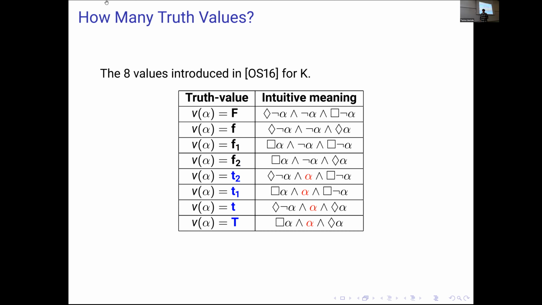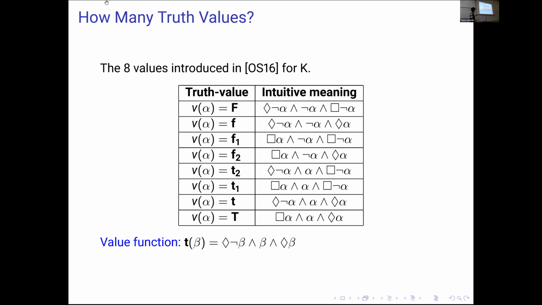We can do that also for the diamond. So those are the 4 values in which diamond alpha is the case. So we have 4 values like this. And also 4 values where diamond not alpha is the case. And we do the same for the box, where alpha is necessarily the case and where alpha is impossible, so box not alpha. So in a nutshell, you have a value, and for this particular value, beta is the case, but also diamond beta is the case, and diamond not beta is the case. Okay.